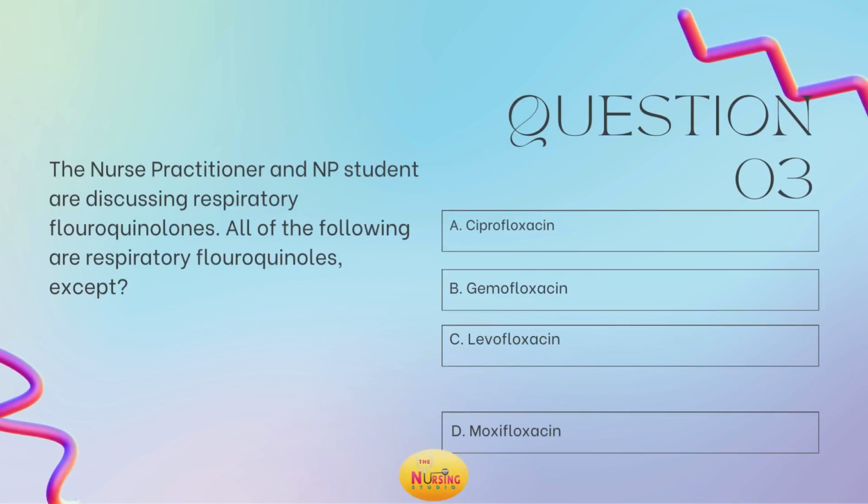And then lastly, question number three. The nurse practitioner and NP student are discussing respiratory fluoroquinolones. All of the following are respiratory fluoroquinolones except: A, ciprofloxacin, B, gemifloxacin, C, levofloxacin, or D, moxifloxacin. Take a moment and tell me what you got, you guys.